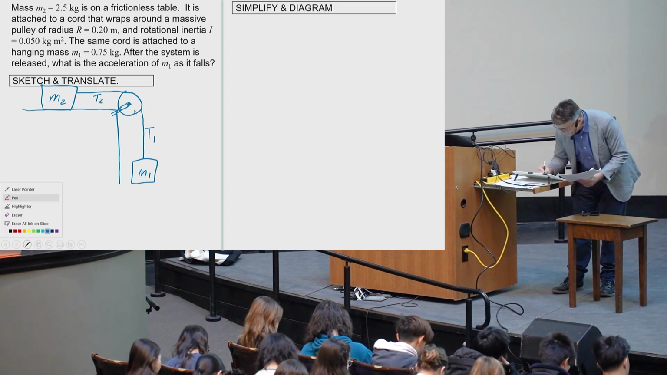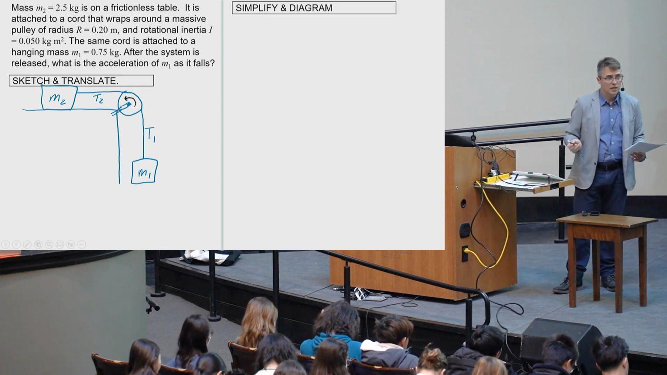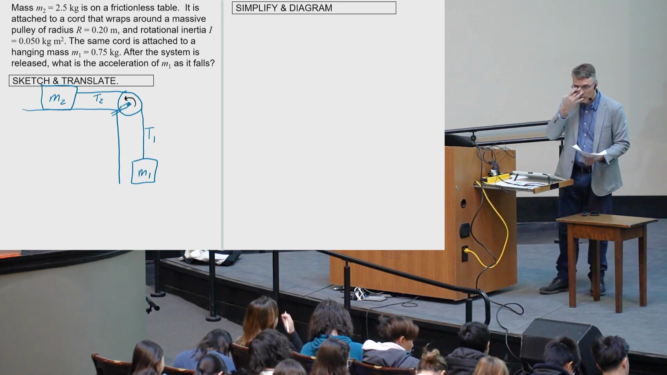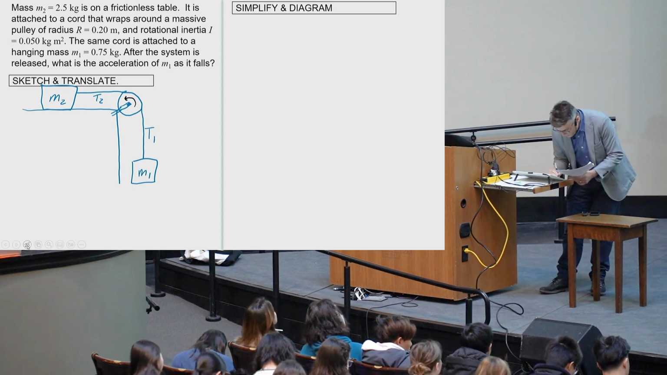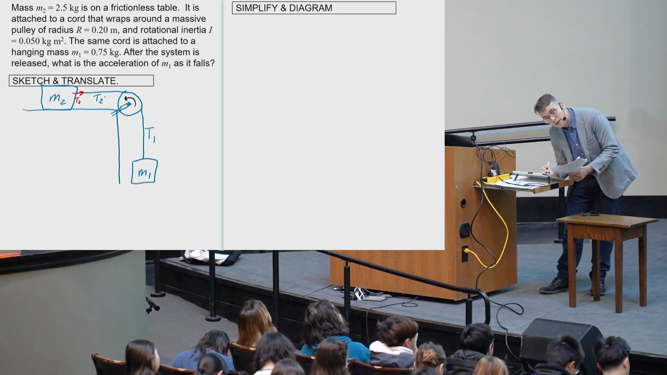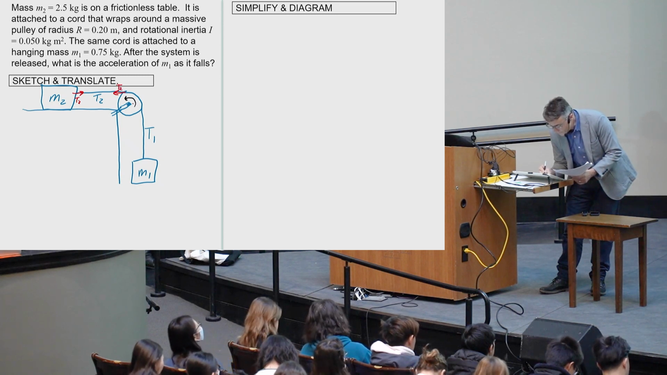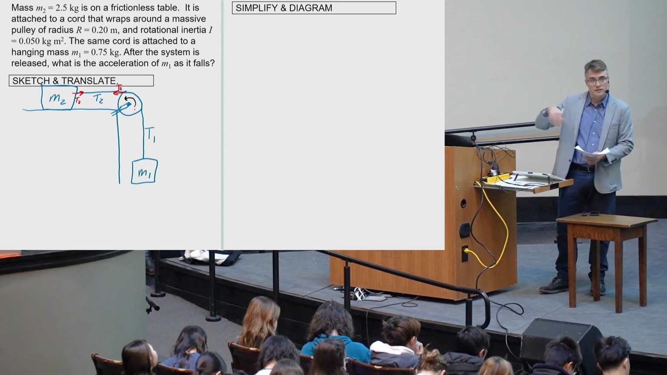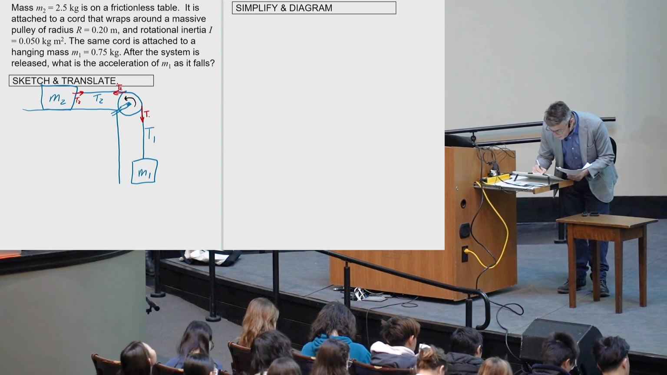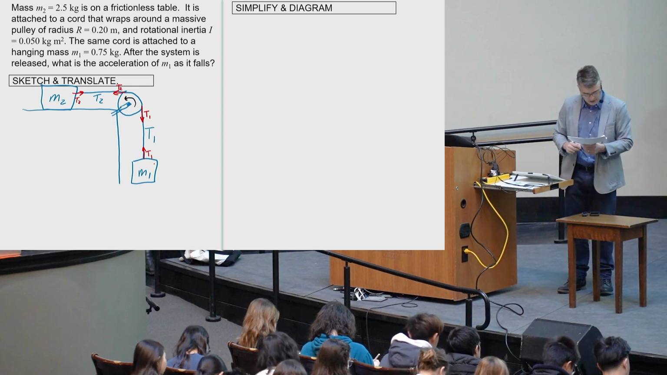The idea being, we will define counterclockwise rotation as being positive, like alpha, the angular acceleration, and you have these different forces. This is T2 pulling to the right on M2. This is T2, same tension, pulling to the left on the pulley and giving it some torque. And then same sort of thing. The way tension works, it pulls inward, right? So T1 acts down on the pulley and it acts up on the hanging mass M1.